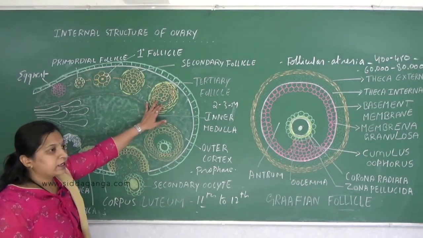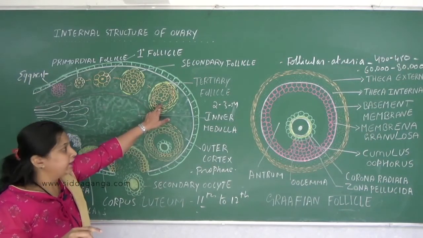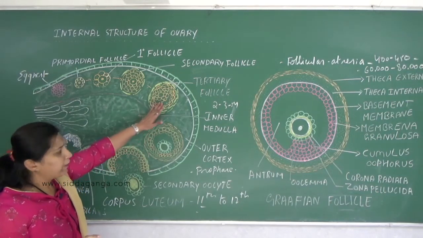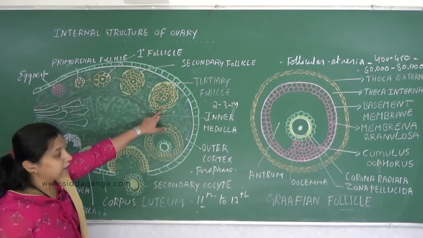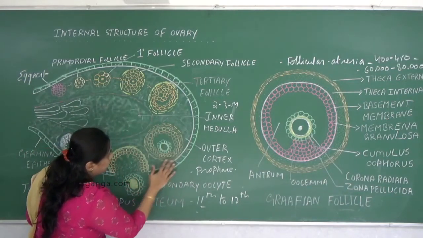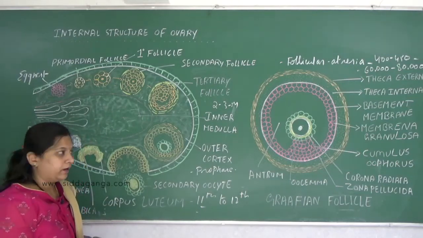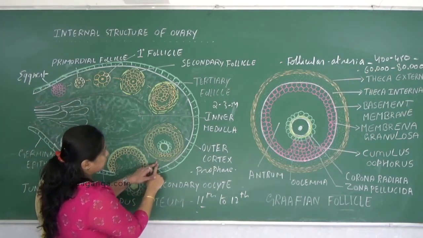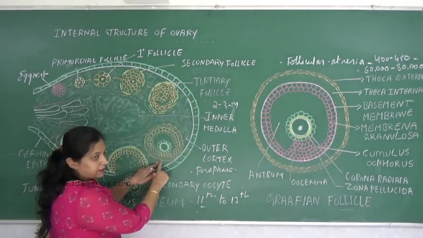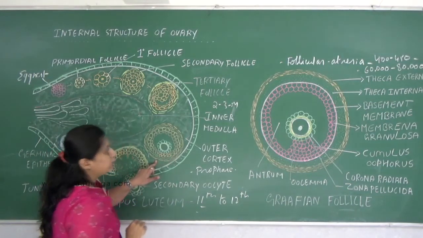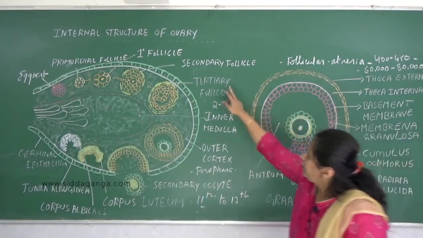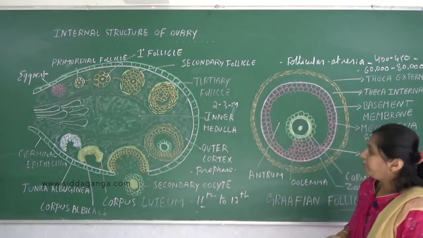The tertiary follicle is characterized by the presence of a fluid filled cavity called the antrum. Now this is not a matured follicle. The tertiary follicle will finally grow and develop into a matured follicle. What is this matured follicle called? The Graafian follicle. The fully matured follicle present in the ovary is called the Graafian follicle. So the tertiary follicle will develop into a Graafian follicle.